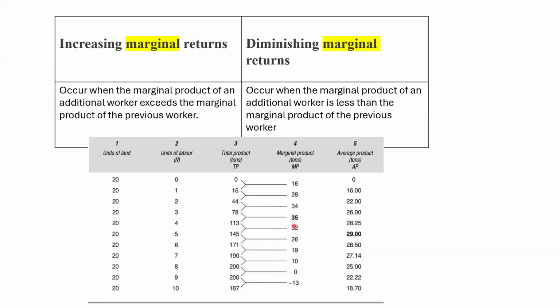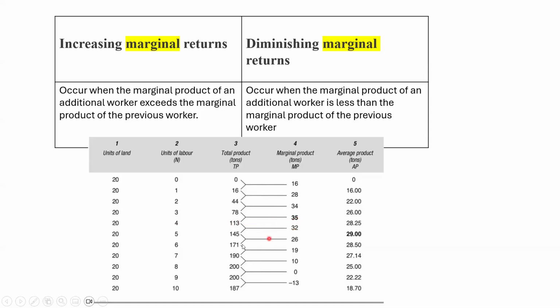And then when we employ the 4th worker, 1, 2, 3, 4, yeah, number 4, you can see that now your marginal product is at its maximum, right? When you're employing the 4th worker, the marginal product is at its maximum here at 35.